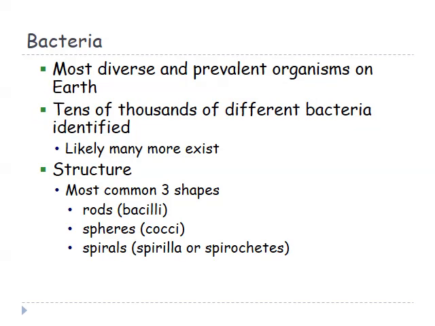Organisms in the domain Bacteria are the most diverse and prevalent organisms on our planet. There are tens of thousands of different types of bacteria being identified, and there's probably many more that exist. In identifying a bacteria, one of the things that's commonly looked at is the structure or the shape. Bacteria exist in three common shapes. They can be long, thin rods or bacilli. Circular bacteria are characterized as being spheres or cocci, and they can be corkscrew shaped, spirilla or spirochetes.